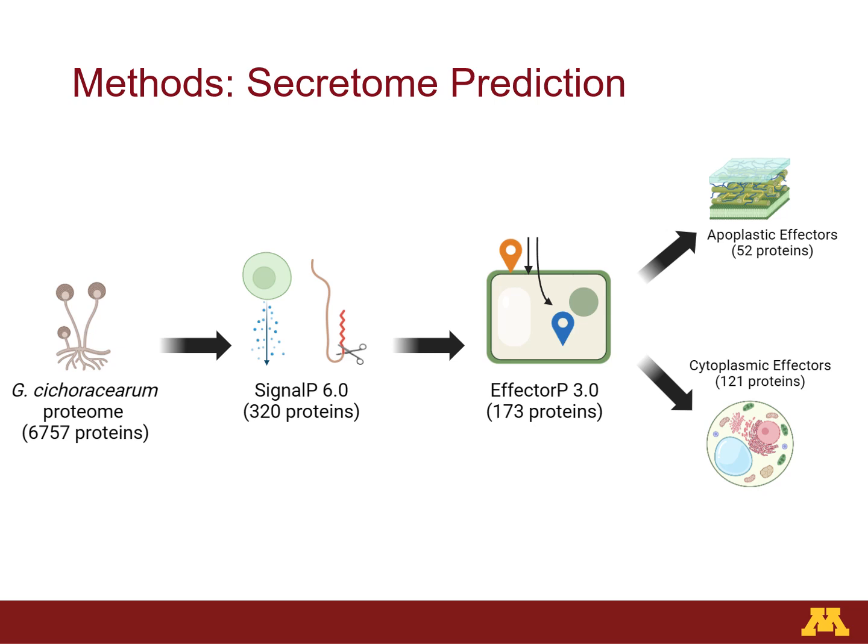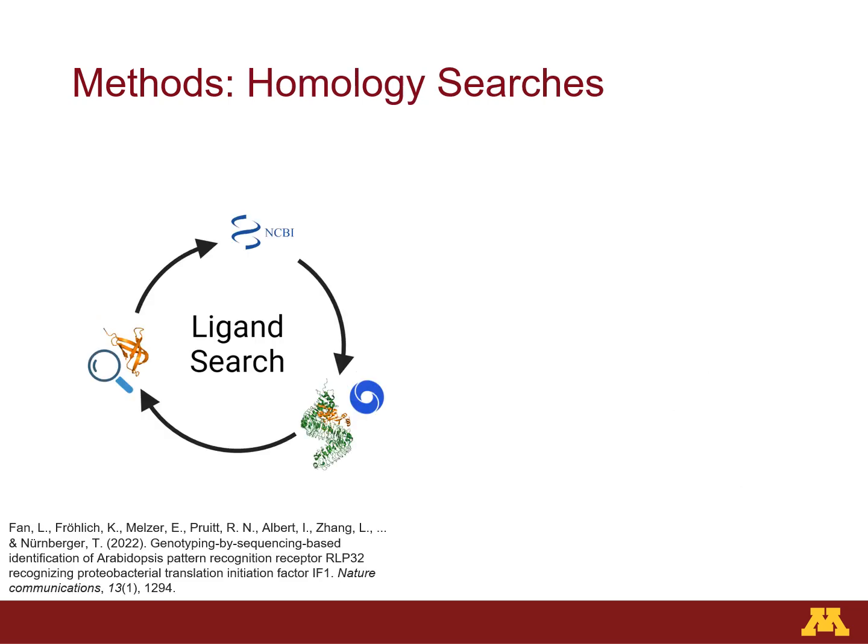saving time and resources. My second approach involved using NCBI DELTA-BLAST to search for homologs of the cognate ligand IF1 from the closest characterized homolog of RLP53, RLP32. NCBI DELTA-BLAST works by identifying conserved domains in the sequence of the query protein from the conserved domain database to generate a point-specific scoring matrix, which is then used to search for similar proteins in the protein database.